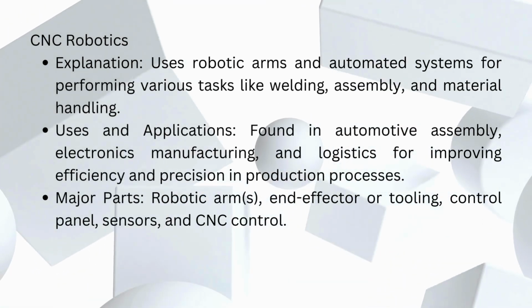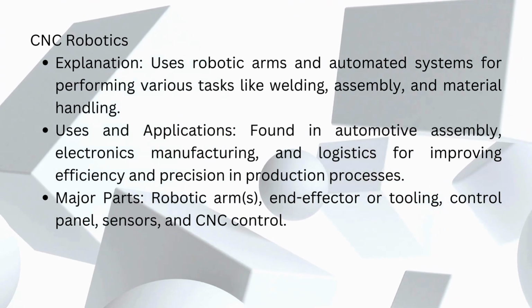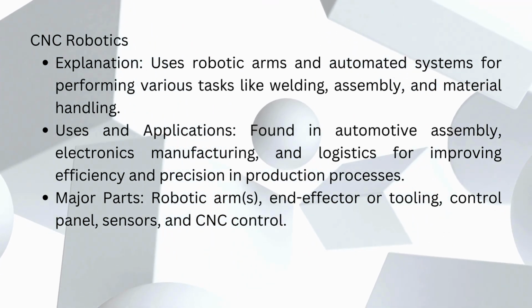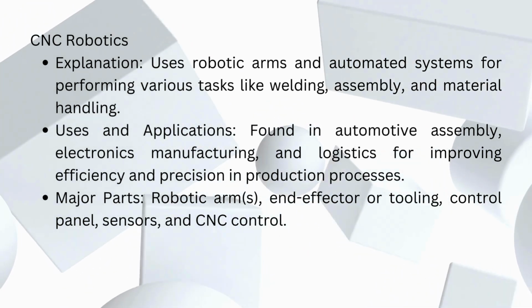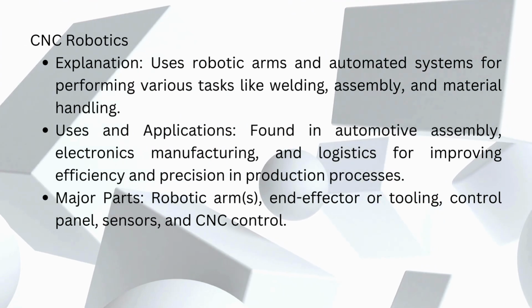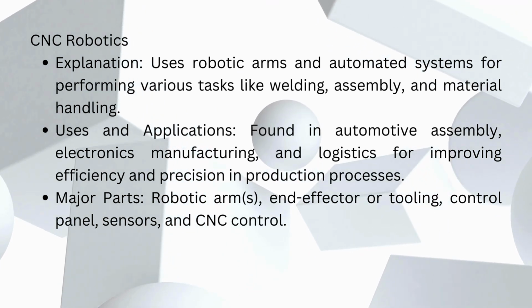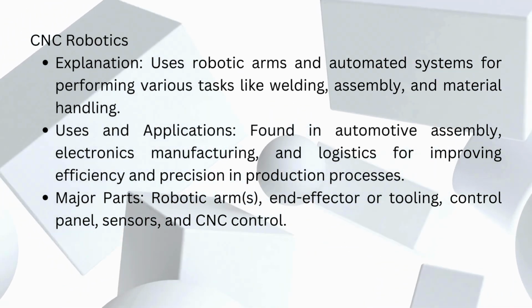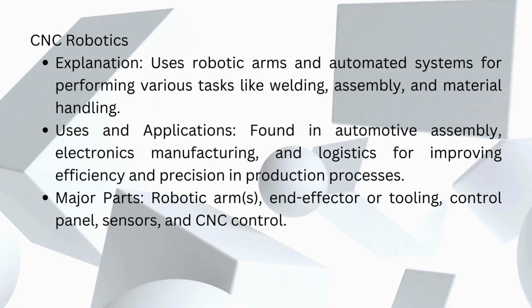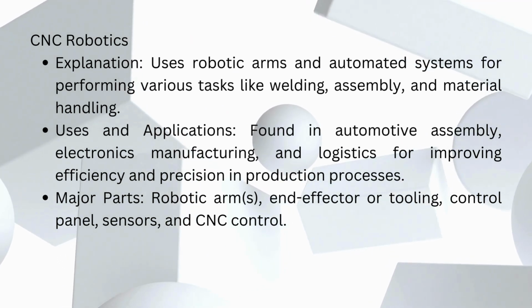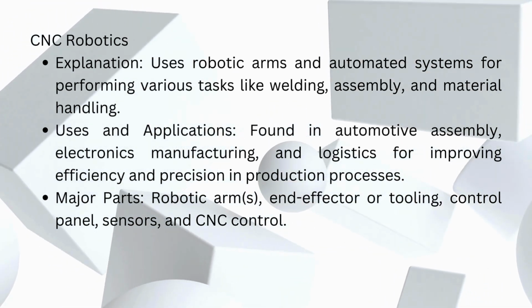CNC robotics. Explanation: uses robotic arms and automated systems for performing various tasks like welding, assembly, and material handling. Uses and applications: found in automotive assembly, electronics manufacturing, and logistics for improving efficiency and precision in production processes. Major parts: robotic arms, end effector or tooling, control panel, sensors, and CNC control.